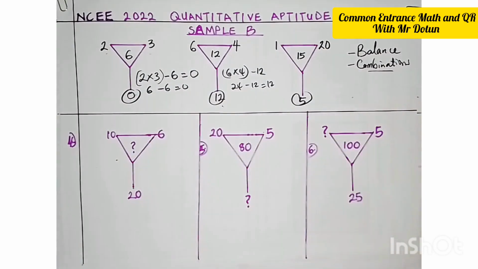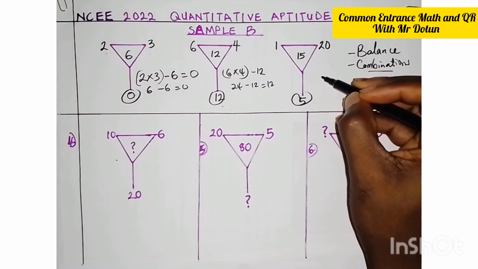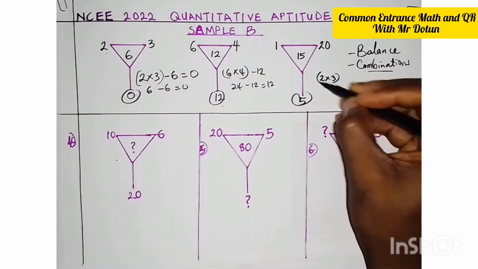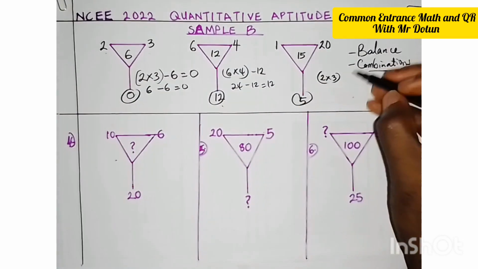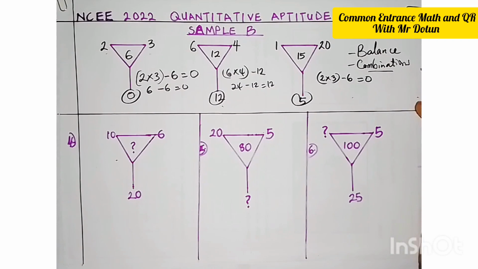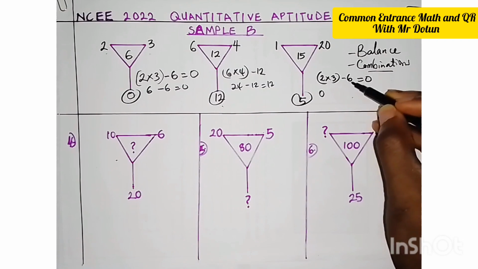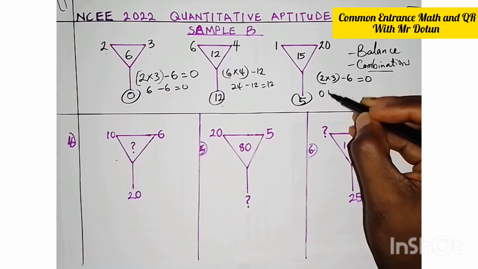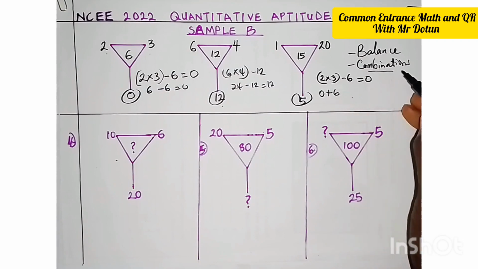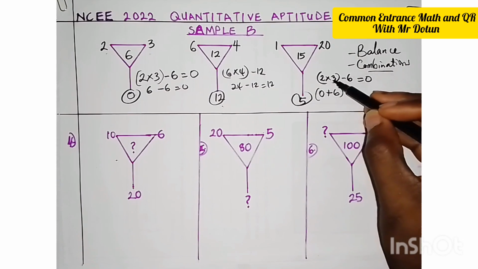Let me do it here. We have 2 times 3 minus 6 equals 0. So I'm going back from 0. The last thing I did there was minus 6, so I'll reverse it. It becomes plus 6. I'll put that in bracket because this is in bracket.